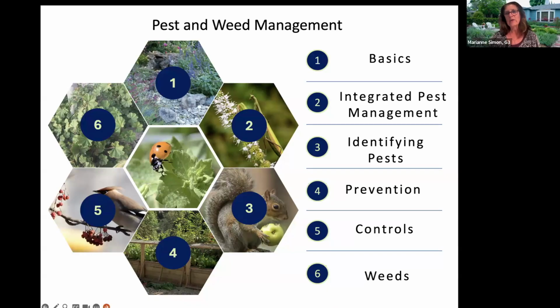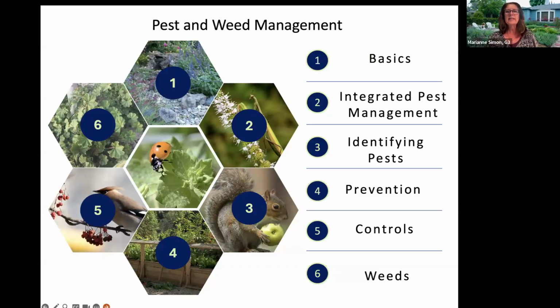So the way we are going to navigate this class is by looking at how everything is connected. So we're not just looking at bugs, we're not just looking at weeds, but really the way everything touches something else. And so the 6 topics that we're going to be covering tonight, we're going to start out with the basics, and you'll see what that is in just a moment.